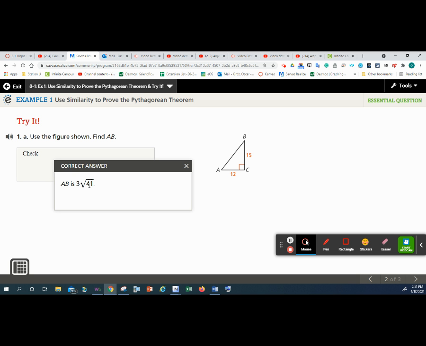The answer could be a radical that is simplified. So if you got the square root of 9 times 41, which is 369, sorry, oh no, I was right the first time, 369. Then that is the same answer as this one, so you got it right.